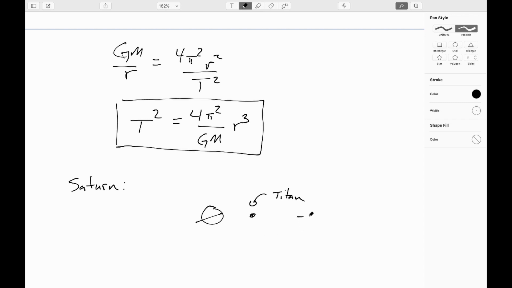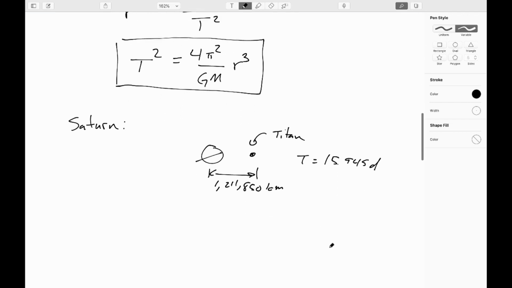Now it has an orbital period of 15.945 days and an orbital radius of 1,211,850 kilometers, both of which have been determined quite accurately by telescopic observation. That's enough to figure out what the mass of Saturn is, because we can invert this around. We get that the mass would be 4 pi squared r cubed over G T squared.